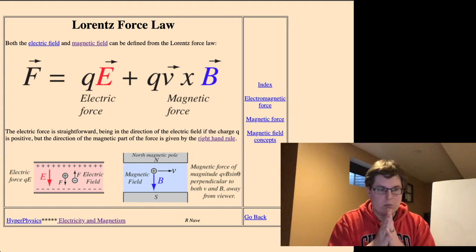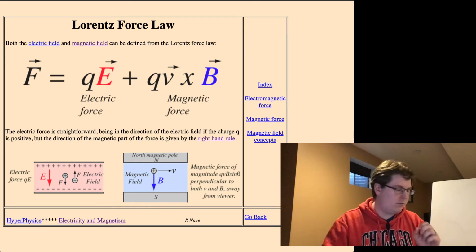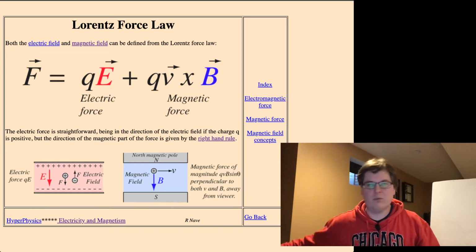So where was I going from there? You have to have it moving. Okay, let's talk about the right-hand rule and the application of this.